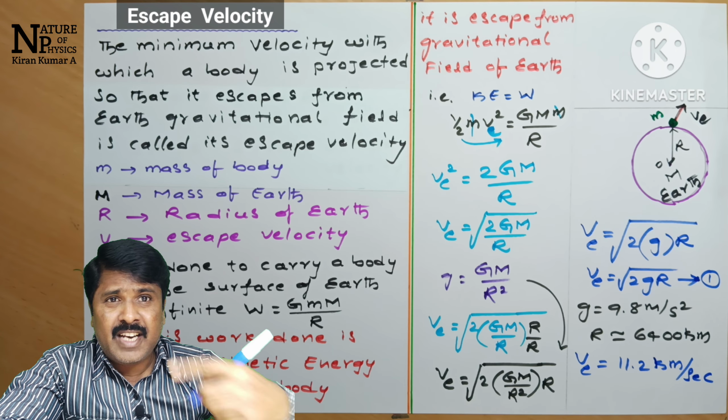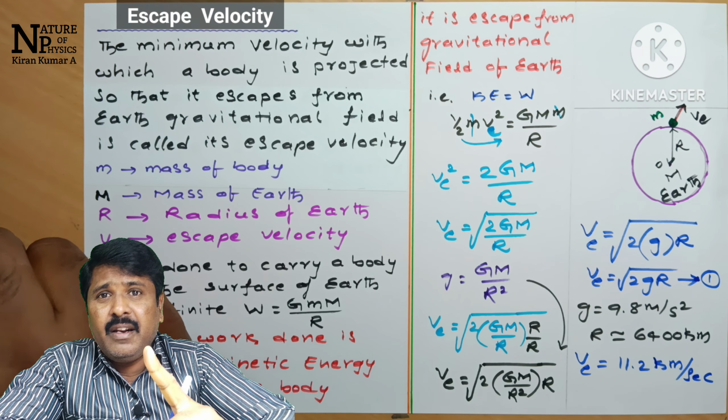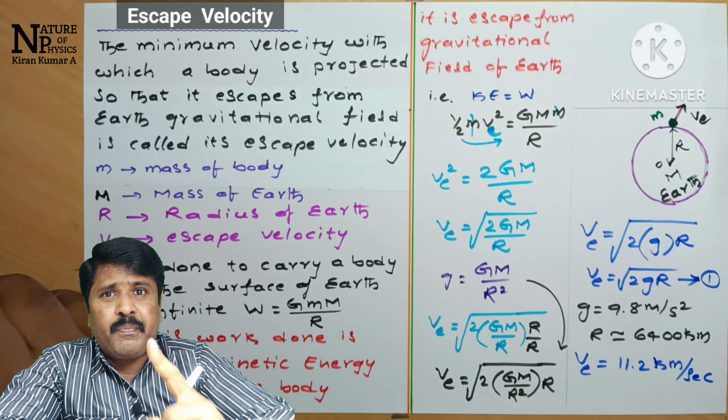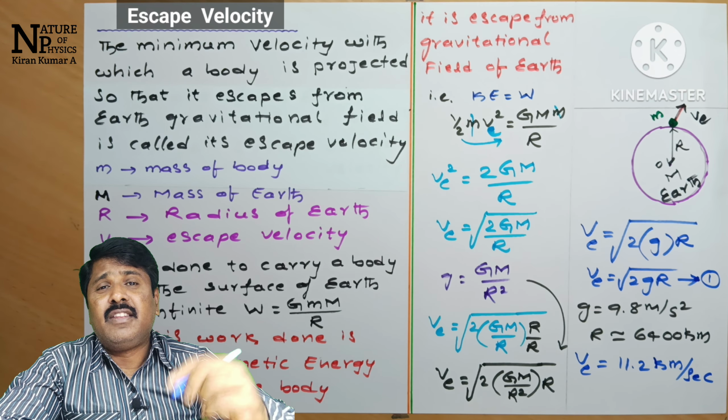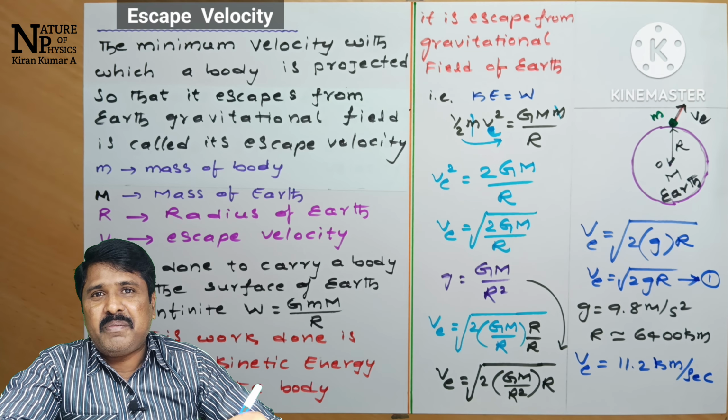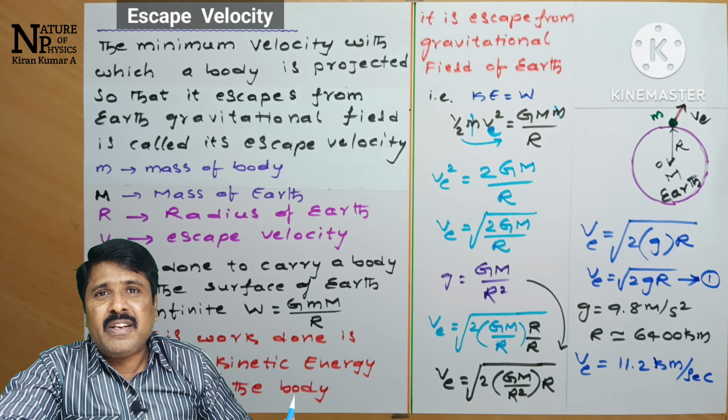I get the escape velocity value equal to 11.2 kilometers per second. How much distance is traveled in 1 second? In 1 second, 11.2 kilometers of distance is traveled. Only then does the body escape from the earth's gravitational field, students.